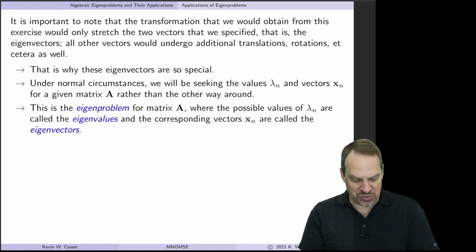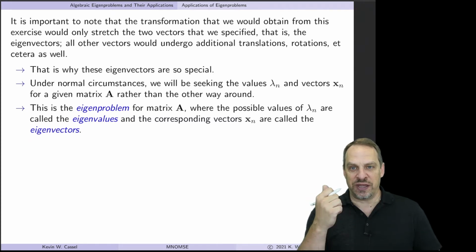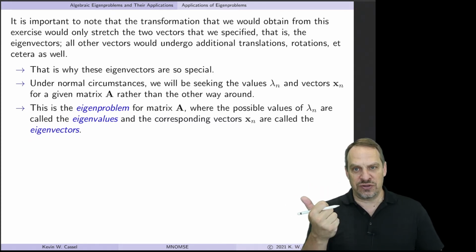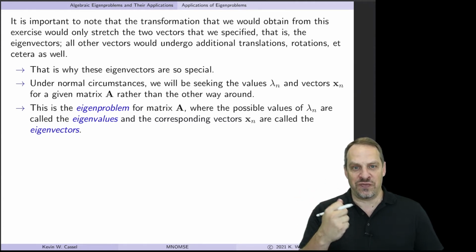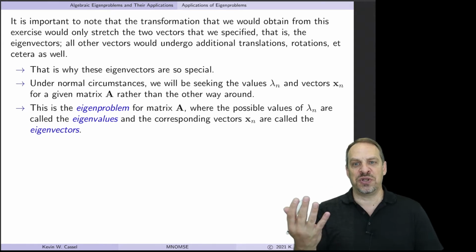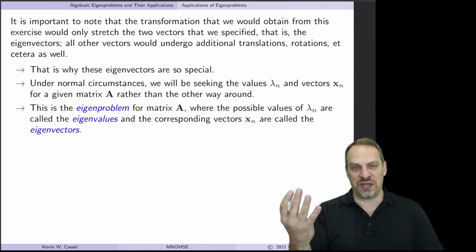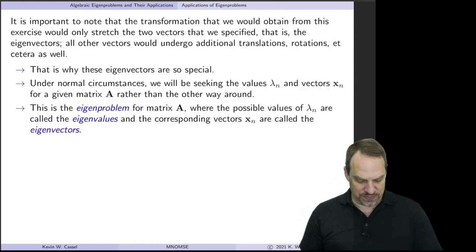So this is the eigenproblem, where we get the eigenvalues and eigenvectors. Now in this case, we actually kind of did it backwards. So I gave us the eigenvectors, x1 and x2. We had the stretch factors, those are the eigenvalues, 2 and 1/3, and we were looking for the matrix A that produces those as the eigenvalues and eigenvectors. Normally it's going to be the reverse. We'll have the matrix A, and the question will be what are the eigenvalues and eigenvectors of A.